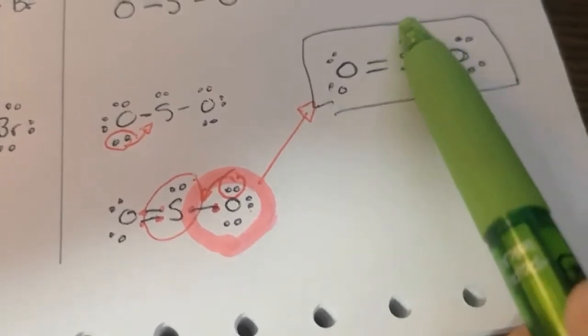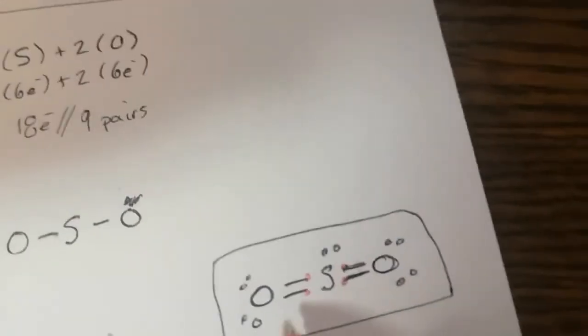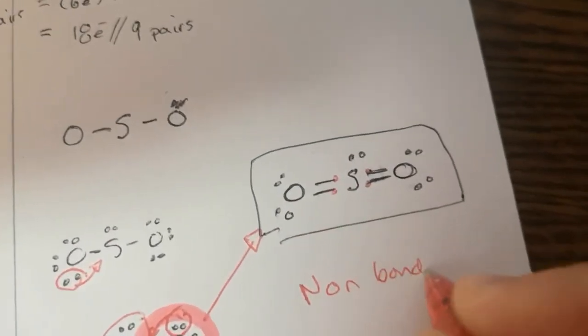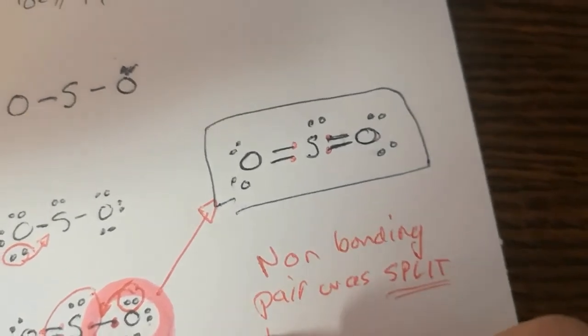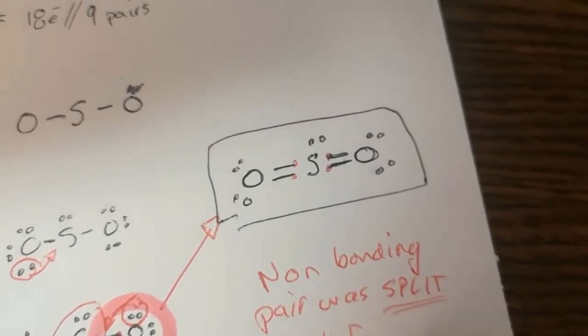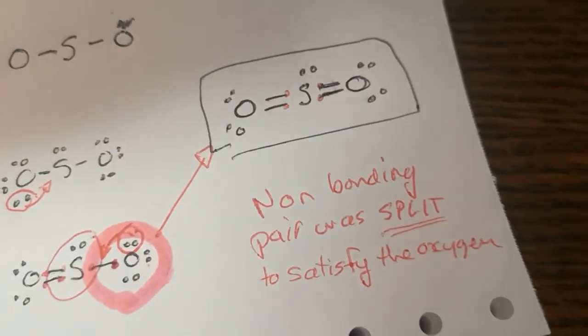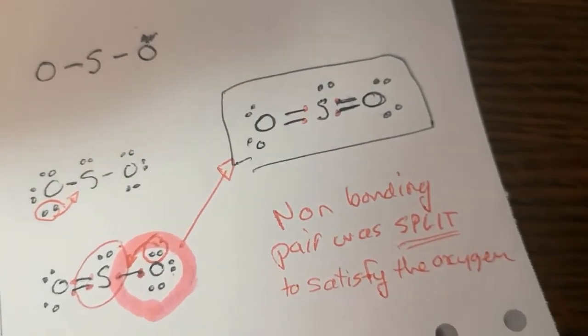Now, sulfur is kind of stuck in the lurch here. But if we look closely, if each one of these shared pairs had a valence electron that originated from sulfur, 1, 2, 3, 4, 5, 6, that satisfies its valence count. So what happened here is a non-bonding pair was split to satisfy the oxygen. Oxygen gets what it wants, and the element in the middle is stuck trying to figure it out. There you go.